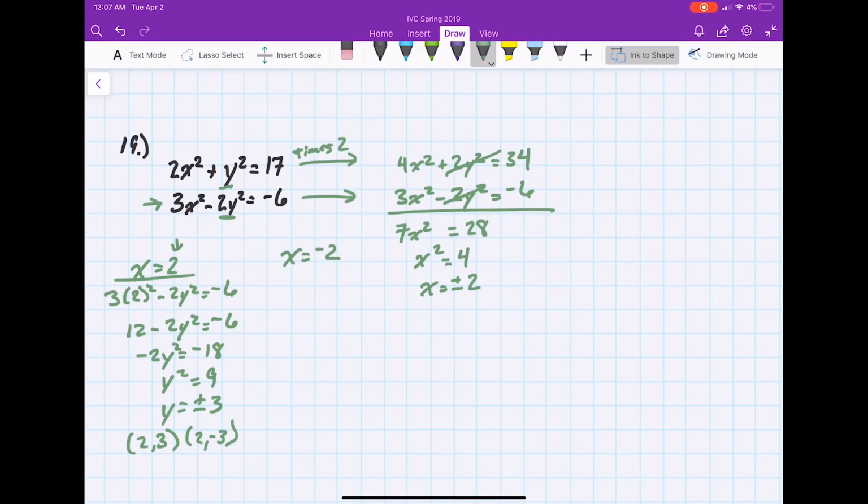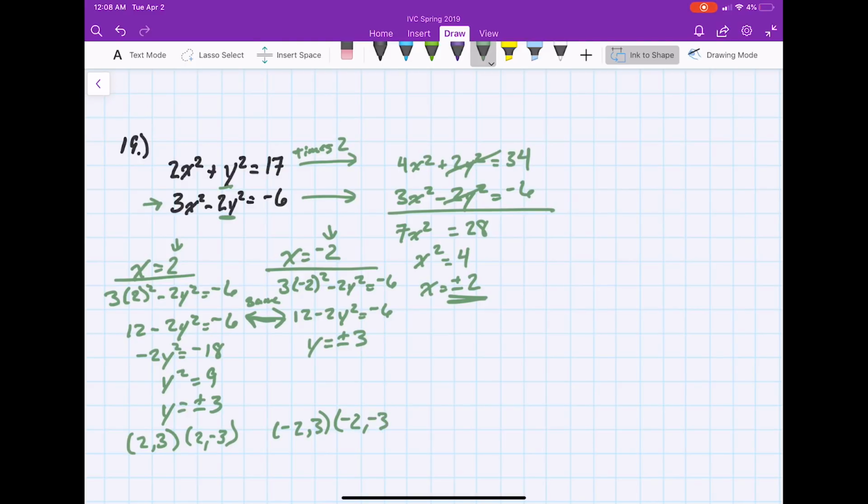Now, if I use negative 2, so x is equal to negative 2. Remember, I had a plus or minus over here, so I need to find some more ordered pairs. So 3 times negative 2 squared minus 2y squared equals negative 6. Just using the same formula. This is going to be 12 minus 2y squared equals negative 6. This is the exact same place we were at over here. They're the same. So I know that I'm going to get y equals plus or minus 3 again. So my next two ordered pairs are going to be negative 2 comma 3 and negative 2 comma negative 3. And there you go. That's number 19.